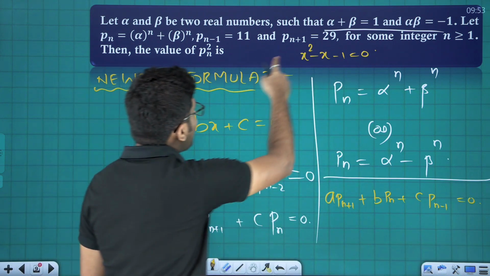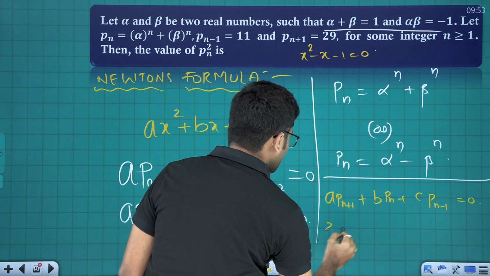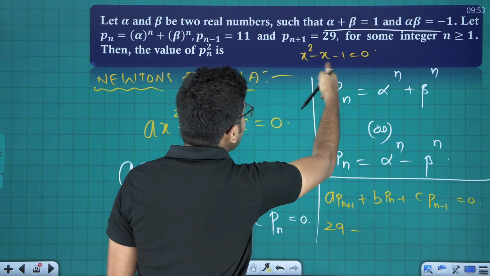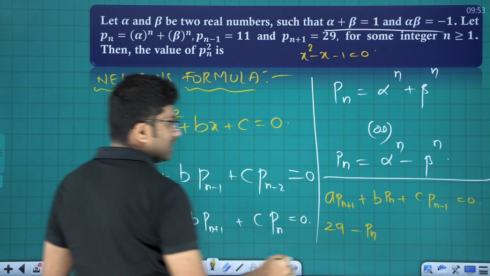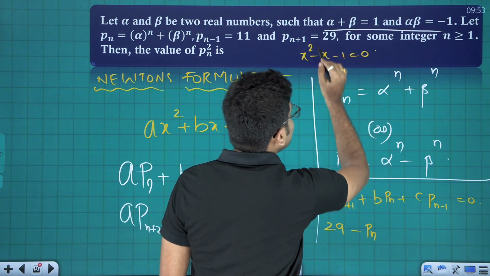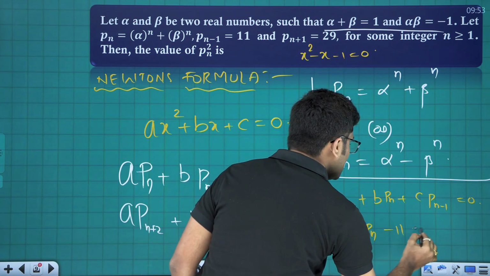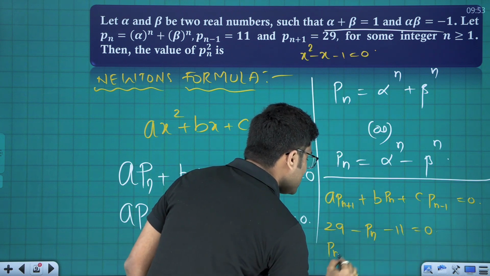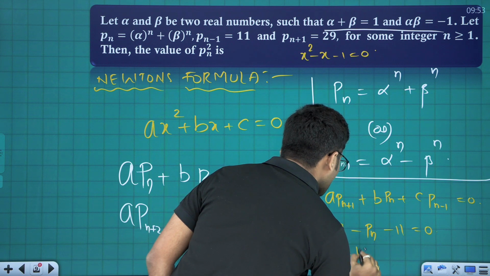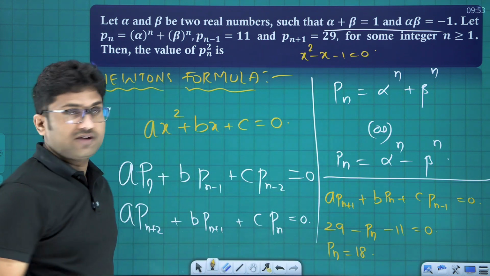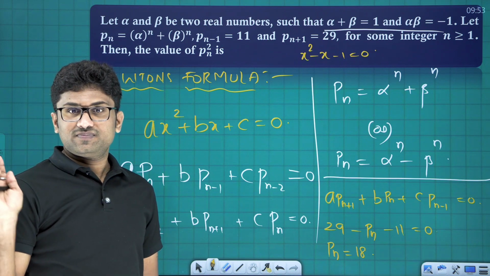Okay. Now what is A? A is the coefficient of x square, 1. 1 into Pn plus 1, 29. Minus, B is minus 1, B into Pn, we should find Pn, plus C is again minus 1 into Pn minus 1, which is 11, is equal to 0. So Pn is equal to 29 minus 11, which is nothing but 18, friends. Now they are asking Pn square. Clear how easy it is? 18 square is the answer.